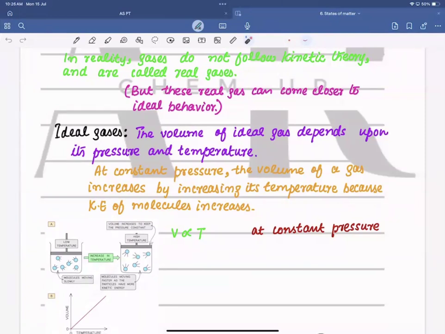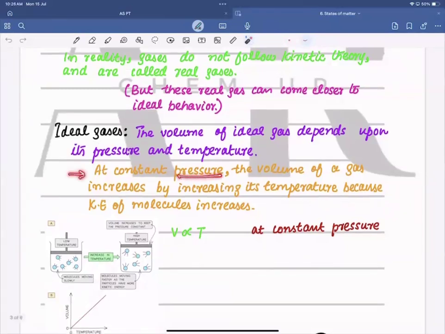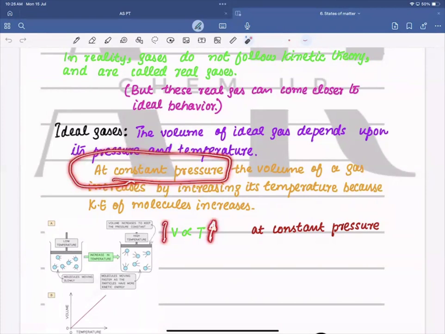But here, what we are going to see is this third point: at constant pressure, the volume of the gas increases by increasing its temperature because of the kinetic energy of molecules. So if we increase the temperature, at this specific condition, the volume of the gas also increases. And if we decrease the temperature, the volume of the gas also decreases.